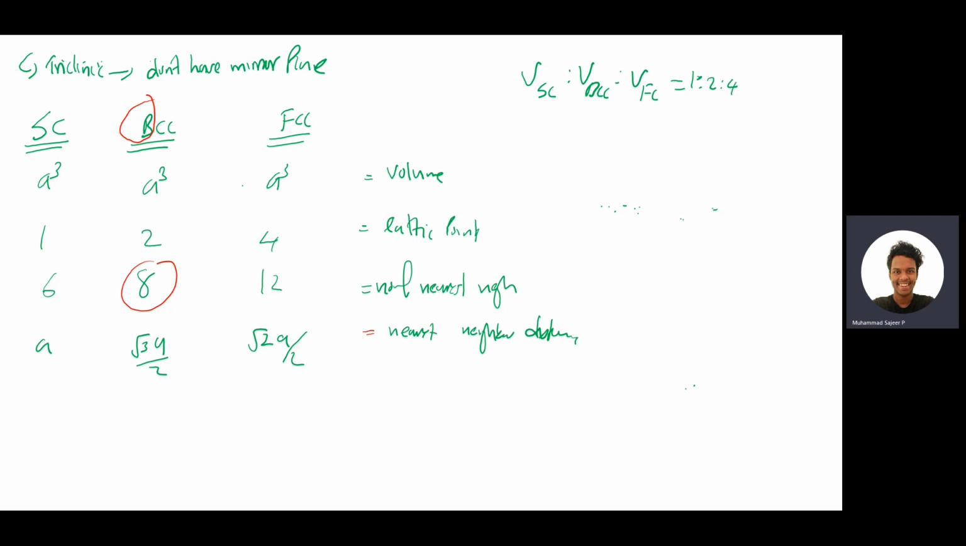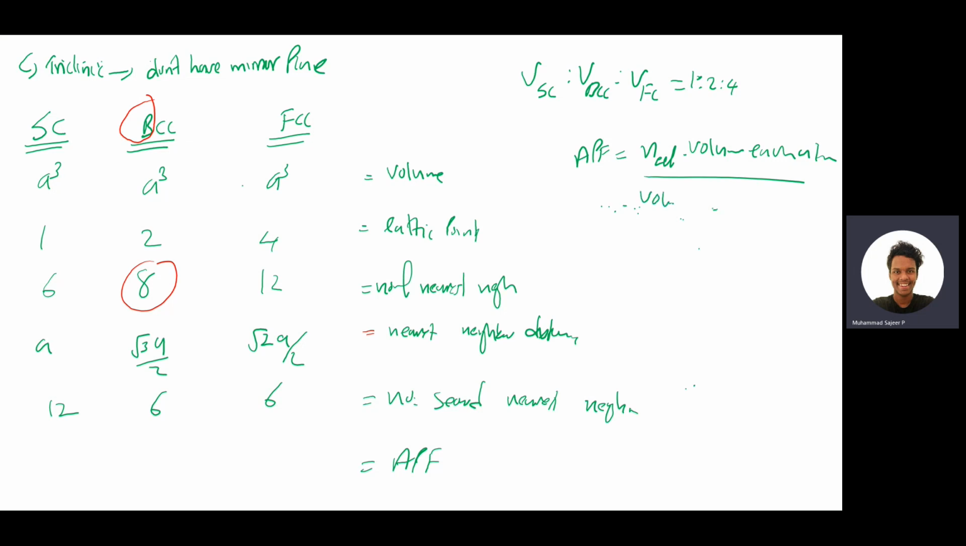Okay, and sometimes they ask the number of second nearest neighbors. You can easily calculate it, just look at the structure. If you'd like to remember, these are easy: 12, 6, 6. Okay, and we have the atomic packing fraction, APF. APF is basically the effective number of atoms times the volume of each atom, divided by the volume of the unit cell. This was asked in GATE 2007.